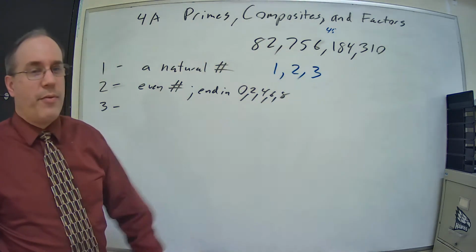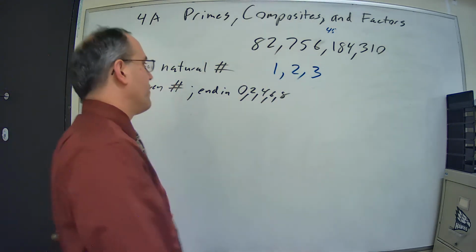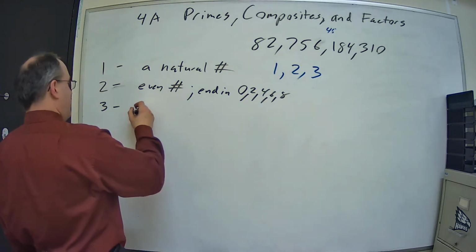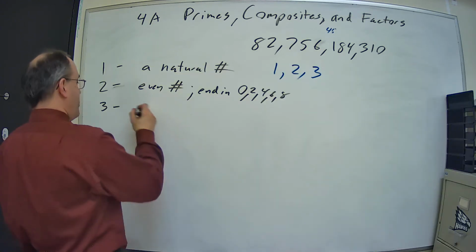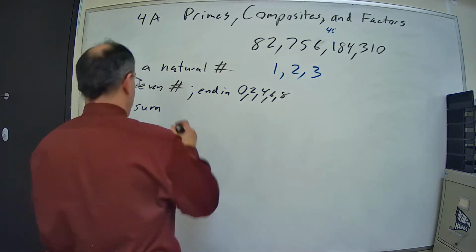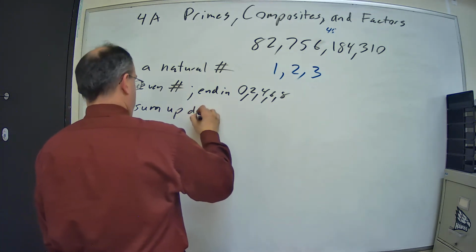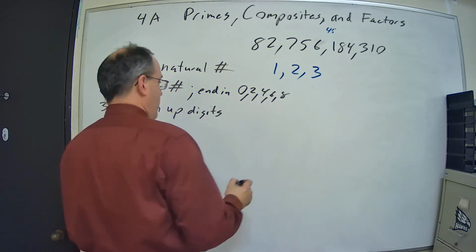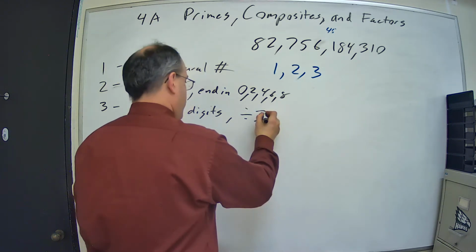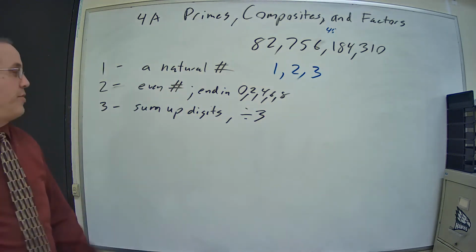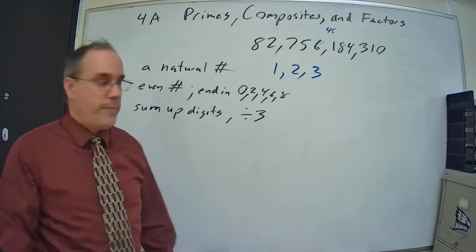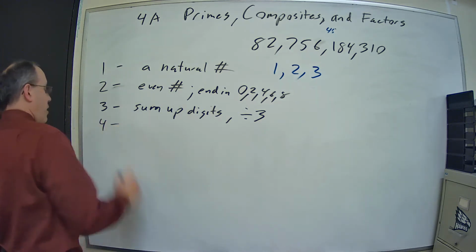I'm going to leave that 45 up there because it might become handy to us in a little bit. Okay, so divisible by 3, you add them up, so the sum of the digits. Remember, sum is just a way of saying addition, the result of addition. Sum up digits, and then if that's divisible by 3. So if you sum up the digits and that's divisible by 3, then the number itself is divisible by 3.